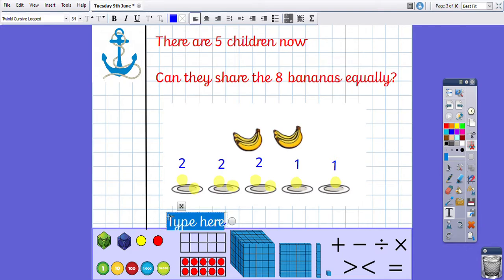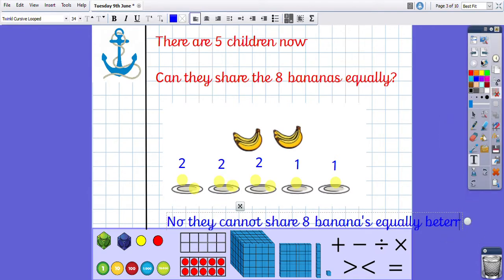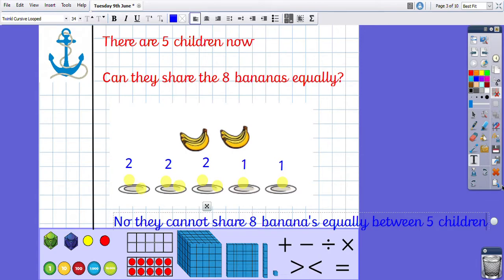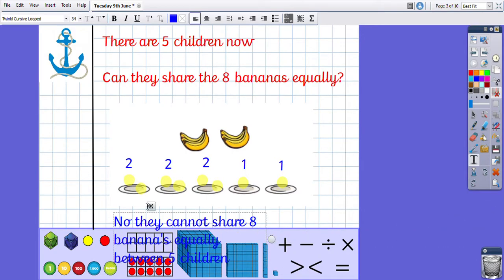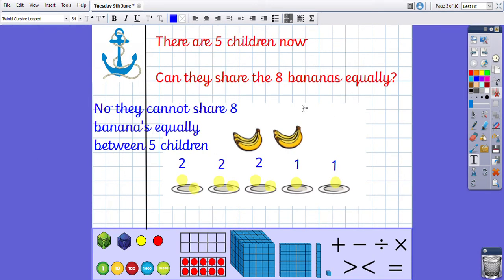So the answer is no, they cannot share 8 bananas equally between 5, Miss French can't spell today, between 5 children. Okay, so no, they cannot share 8 bananas equally between 5 children.